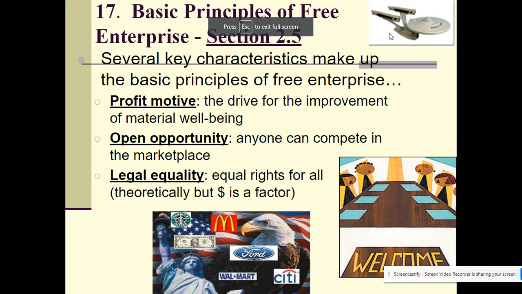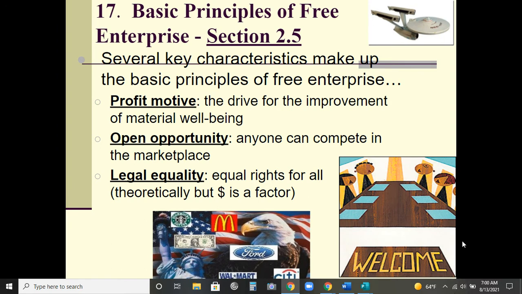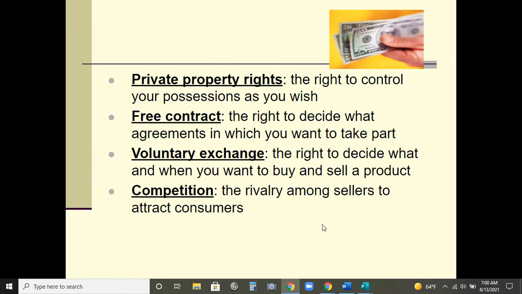Okay, I just want to show you a couple of the visuals here. Enterprise is a famous ship from Star Trek. Their Enterprise was exploring the space frontier, the edges of the system. Here on the right, you see a welcome. It's like a corporate boardroom and a painting. Then you see some key corporate symbols like McDonald's, Starbucks, Ford's, Walmart, City, wrapped in American patriotism with the flag, Statue of Liberty, and the bald eagle.